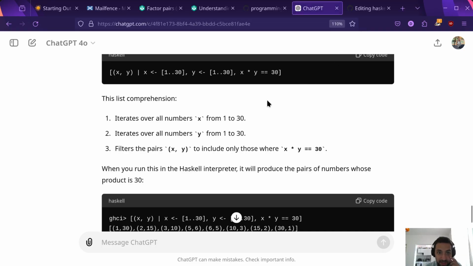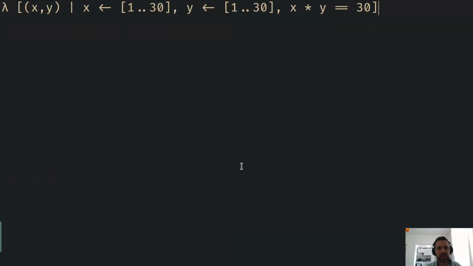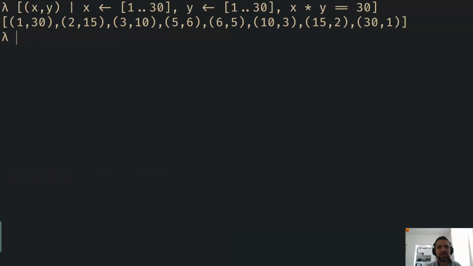The list comprehension iterates over all numbers x from 1 to 30, and then it iterates over all numbers y from 1 to 30. Now, it filters the pairs, so that's the predicate. It filters the pairs x and y to include only those where x times y is 30. When you run this in the Haskell interpreter, it will produce the pairs of numbers whose product is 30. This is beautiful.